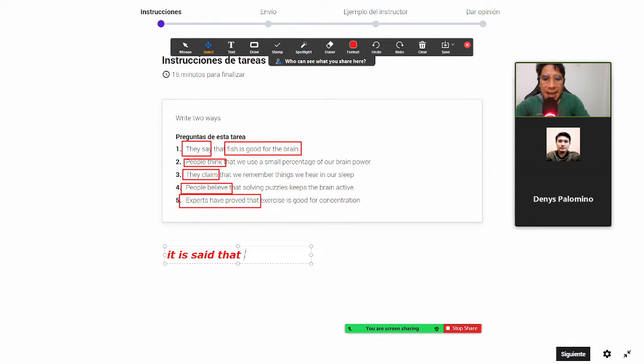It is said that fish is good for the brain. Amazing. It is said that. Ahora difícil, a ver. What is the answer? It is said that. ¿Empezamos con qué? Fish. Mi idea uno. Fish is. Said. Is said that. Is said to be.